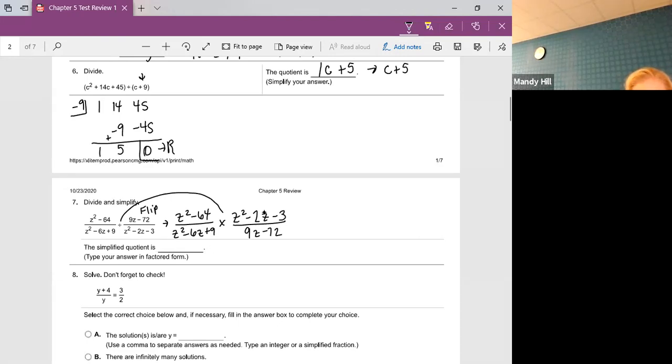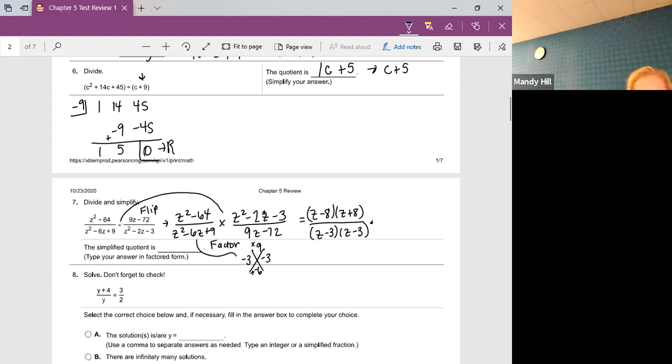Now we want to factor it to see if we can get anything to cancel out. So I'm looking at the top of this, z squared minus 64. That's the difference of squares. So that's just going to be z minus 8 times z plus 8. On the bottom, I'm looking for something that multiplies to positive 9, but adds to negative 6. Okay, so that's going to be negative 3 and negative 3, because negative 3 times negative 3 is 9, but negative 3 plus negative 3 is negative 6. So that would be z minus 3 times z minus 3.